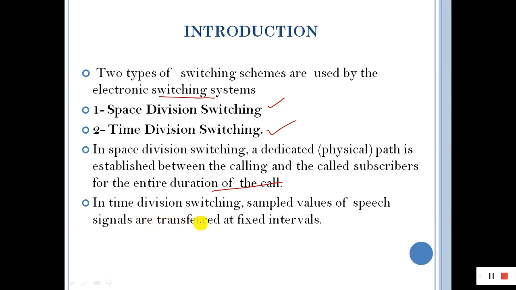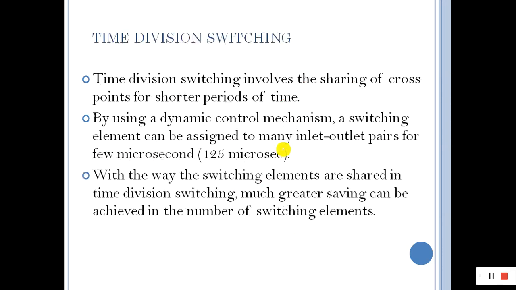While in time division switching, sampled values of speech signals are transferred at fixed intervals, no dedicated path at all. Time division switching involves the sharing of cross points for shorter periods of time.